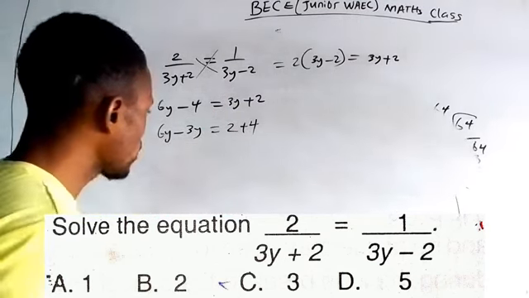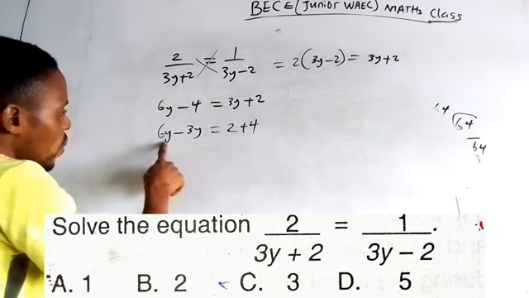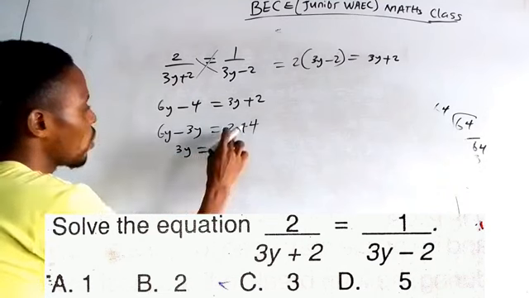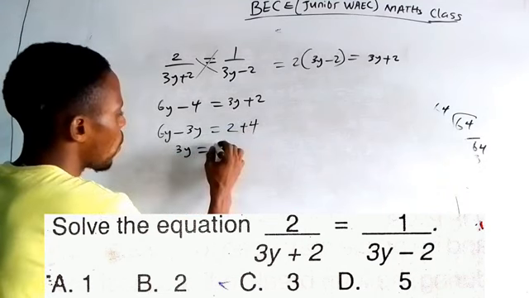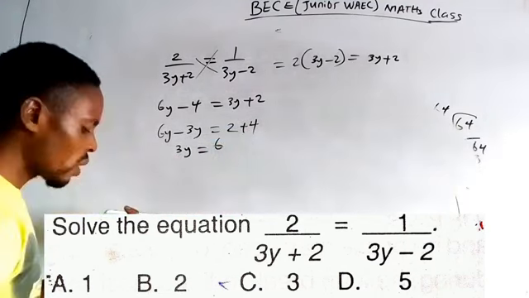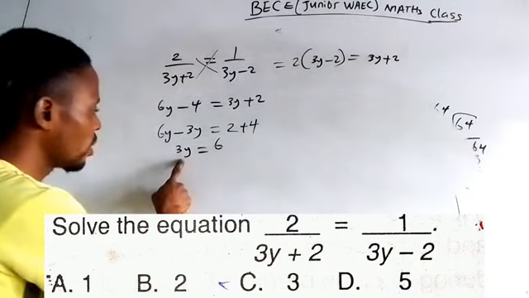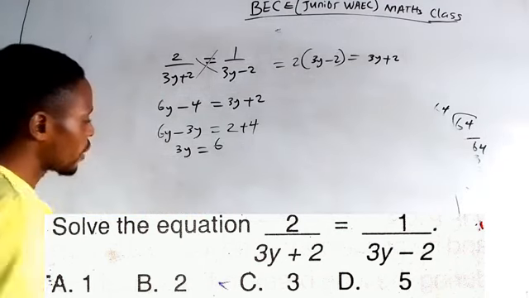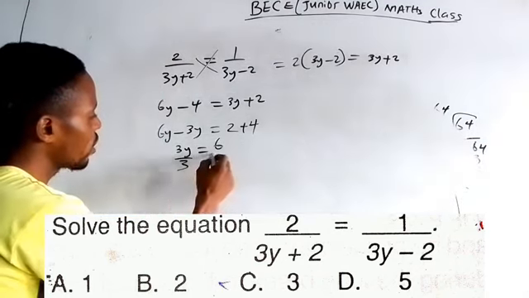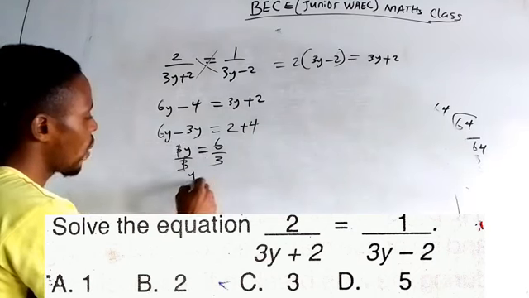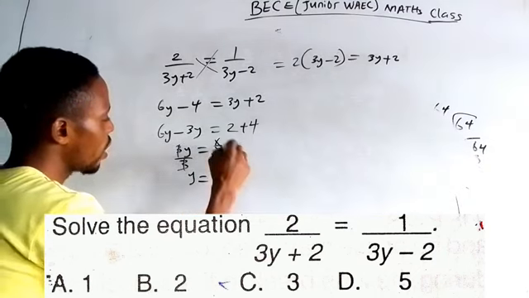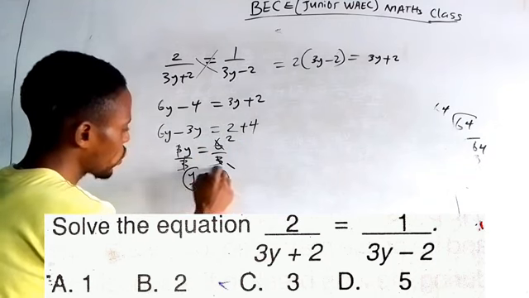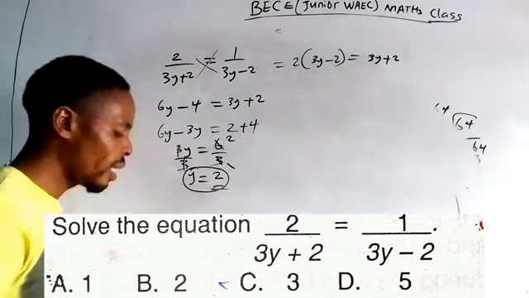Now let's do the simple calculation of 6y minus 3y, that gives us 3y equal to 2 plus 4, which is 6. To get the value of y, you divide both sides by the coefficient of y, which is 3. So divide both by 3. Now y is equal to 6 divided by 3, which is 2. So the answer for this question is y equals 2.